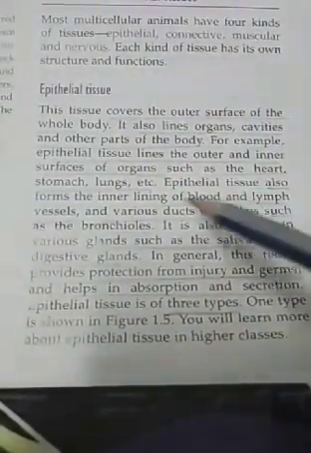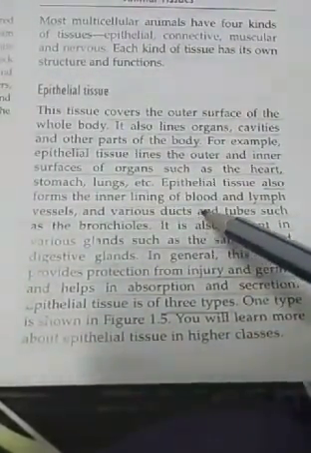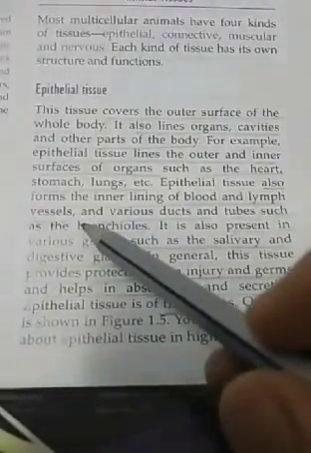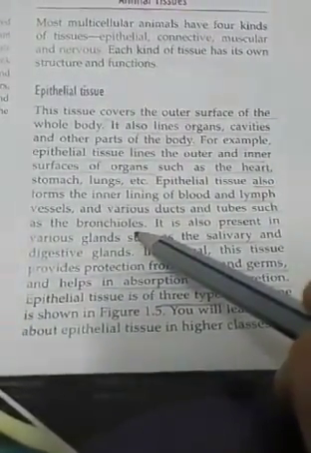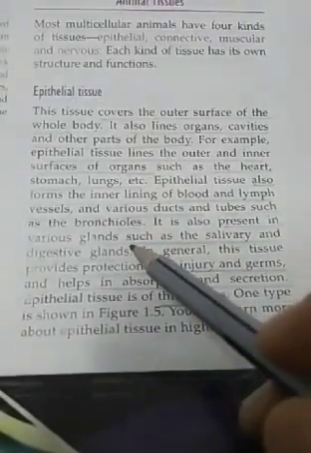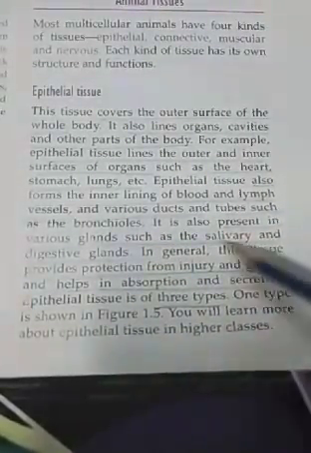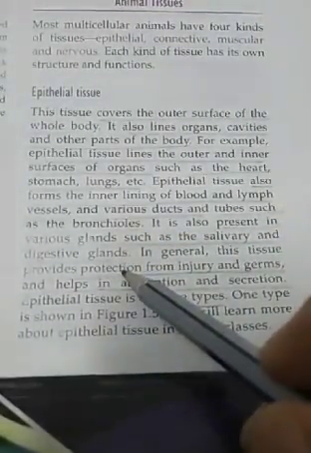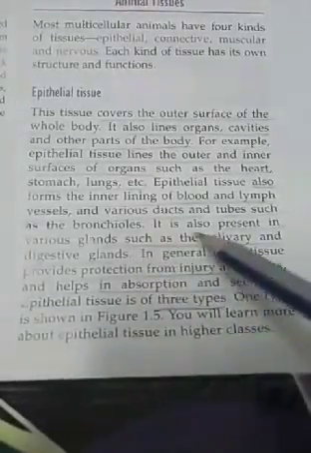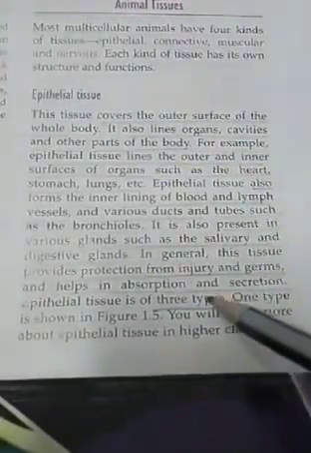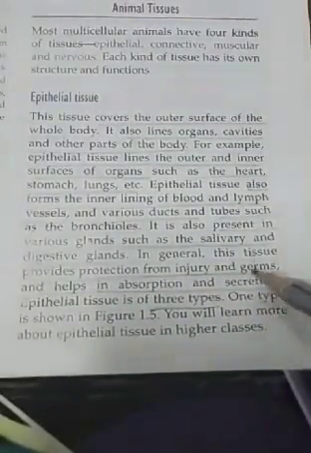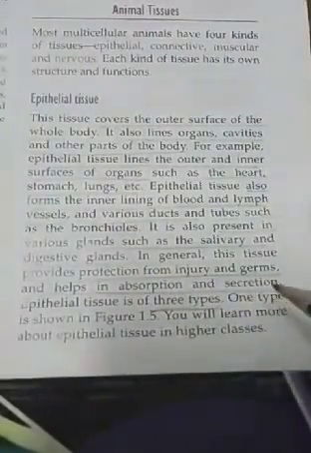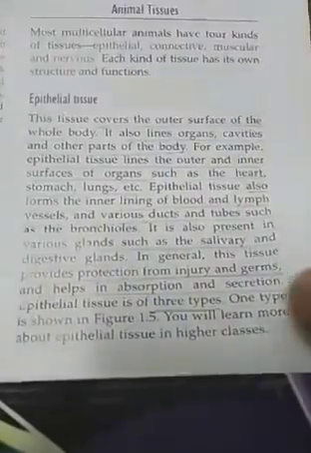It also forms the inner lining of blood and lymph vessels and various ducts and tubes such as bronchioles in the lungs. It is also present in glands such as salivary and digestive glands. So, in general, the function of epithelial tissue is protection from injury and germs, and it also helps in absorption and secretion. It is of three types.